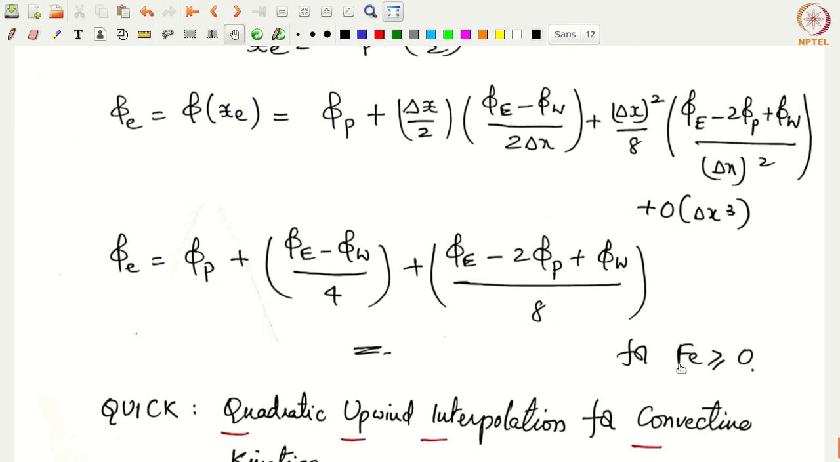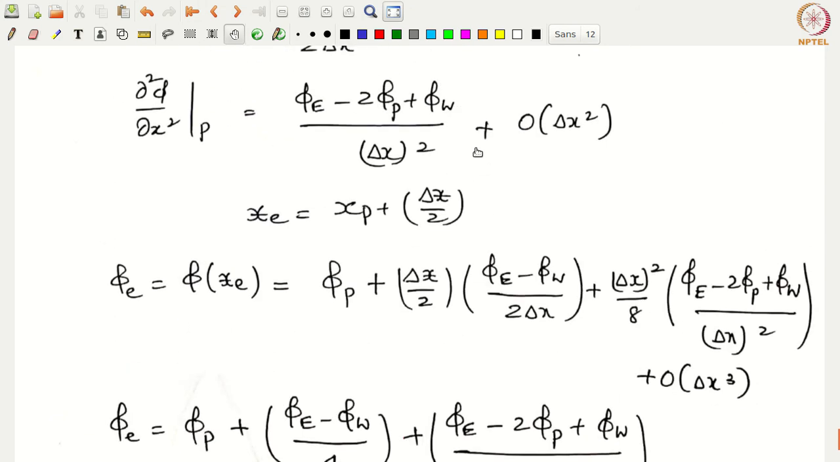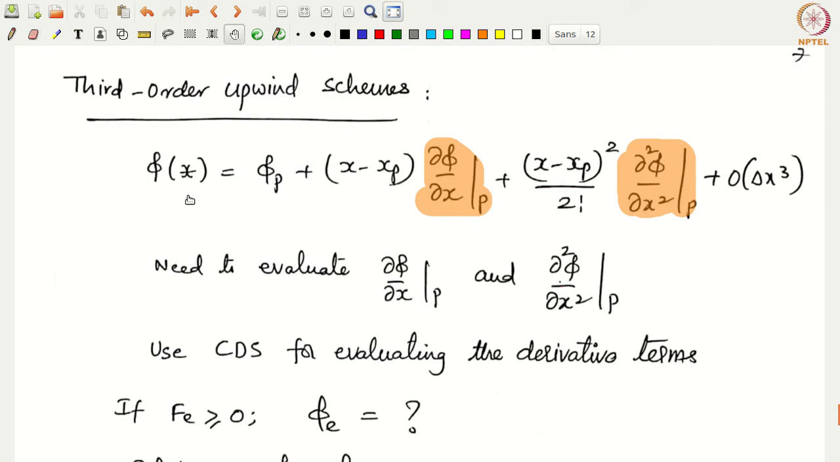So if Fe is negative, what would you do? Where do you start off? Do you write phi little e equals phi p? No. If Fe is negative, we start off with phi capital E, and try expanding about the east face xe. Then you have to substitute the central difference formula for these, in terms of the centered around E cell. That's what you have to do, and so on.